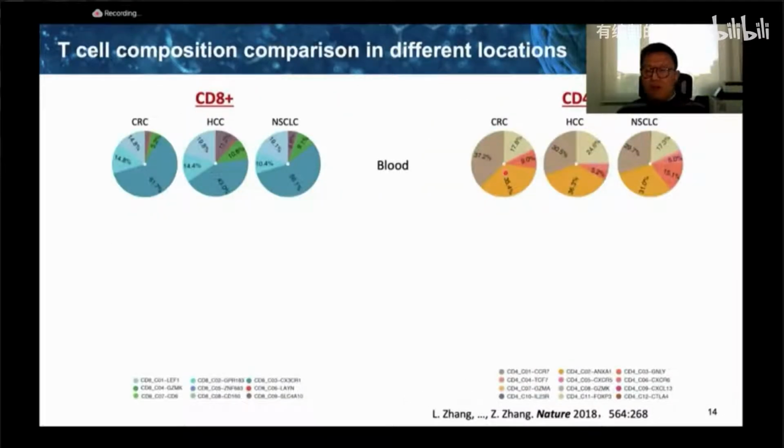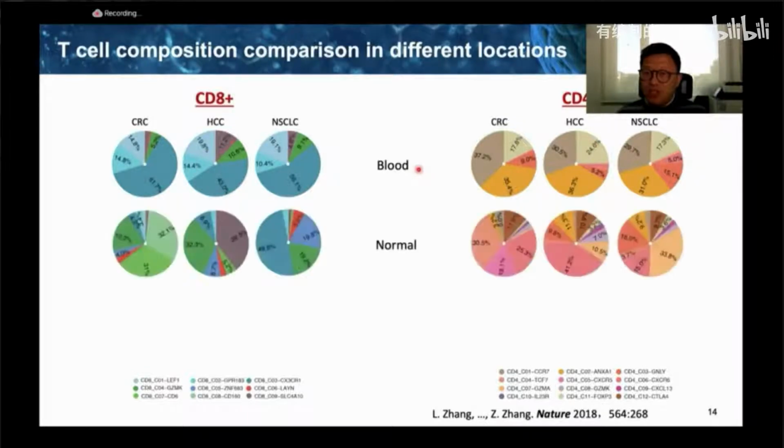Now, after we obtained the single cell data sets from colon, liver, and lung cancer patients using identical experimental procedures, we were provided with a unique opportunity to compare and contrast T cell properties across different cancer types. So when we examined the T cell composition in the blood samples only, we found that the differences were actually very minimal. But when we examined the T cell composition in adjacent normal tissues, we found dramatic differences, indicating that tissue location is a major determinant for T cell properties.